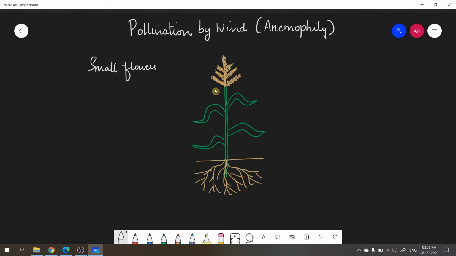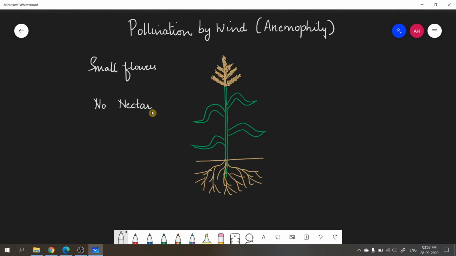Right, now why do you need small flowers? Because such plants do not have to attract insects for pollination. Wind is the agent of pollination. So there is no need of big brightly colored flowers. So the first important point to note here is the flowers are small. Also they are inconspicuous, not very visible or not very prominent. Then the second point, there is no nectar. No nectar produced in the flowers.